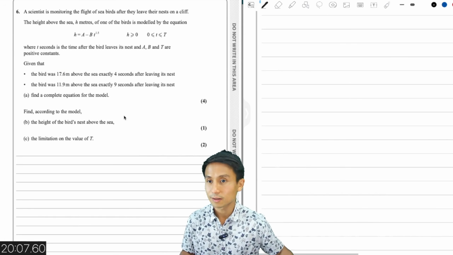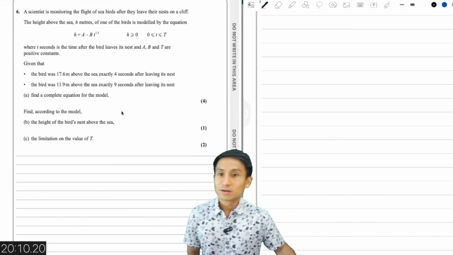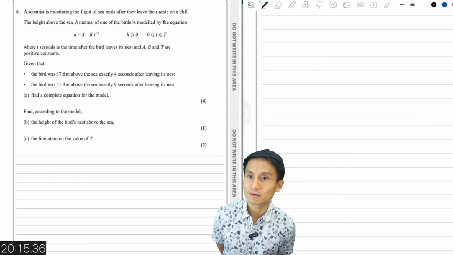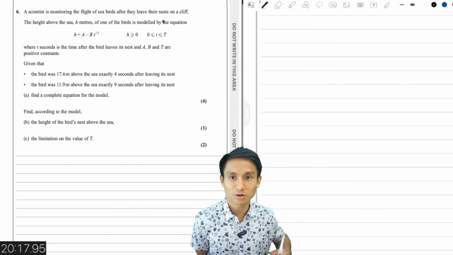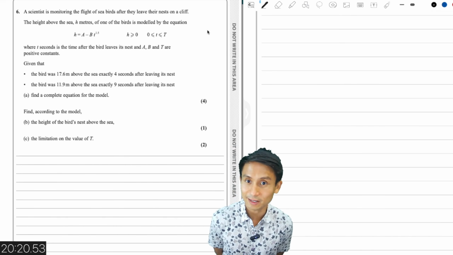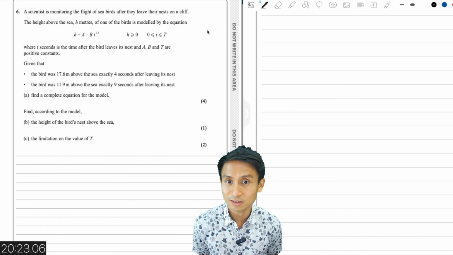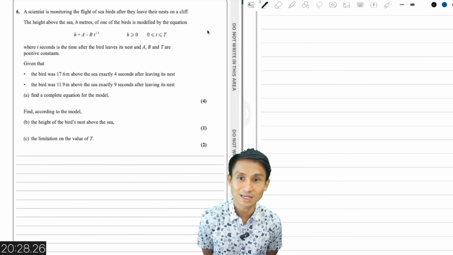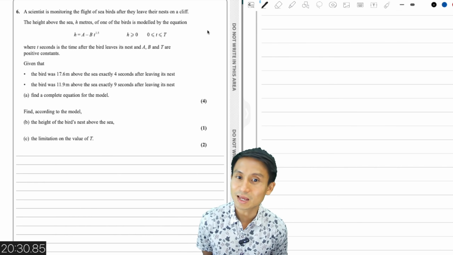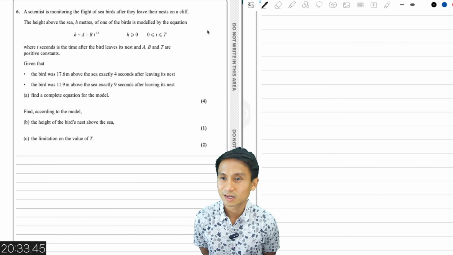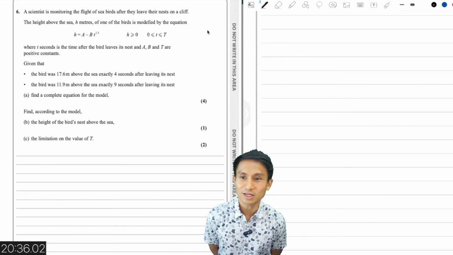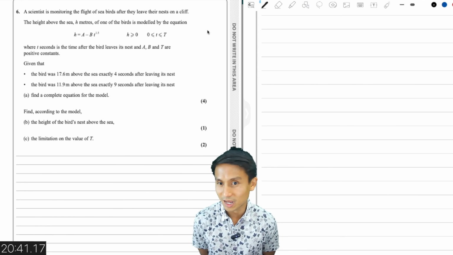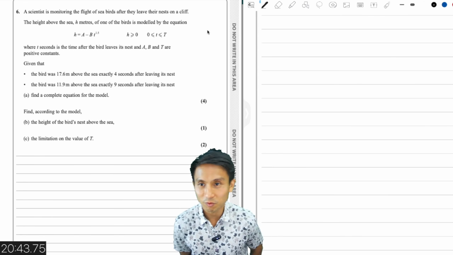Number 6. A scientist is monitoring the flight of seabirds after they leave their nests on a cliff. The height above the sea, h meters, of one of the birds is modeled by an exponential equation there, h greater than 0, t between 0 and capital T, where t seconds is the time after the bird leaves its nest, and A, B, and T are positive constants. Given that the bird was 17.6 meters above the sea exactly 4 seconds after leaving the nest, and 11.9, okay, it's giving you 2 conditions, and we want to find the complete equation.